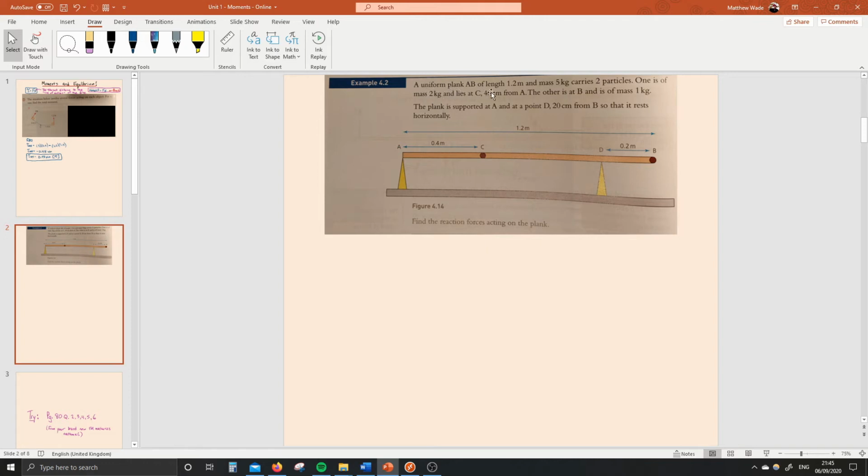Uniform plank AB of length 1.2 meters and mass 5 kg carries two particles. One of mass 2 kilograms lies at C, which is 40 centimeters from A. The other is at B and weighs 1 kilogram, so that's that there. The plank is supported at A and D, and so on. It just gives away what's in the diagram, essentially. And find the reaction forces acting on the plank.